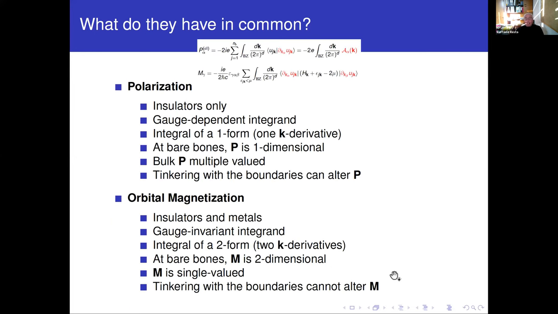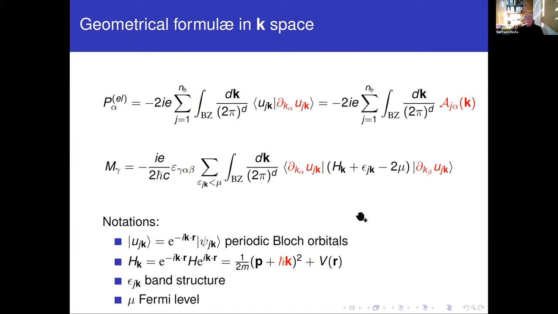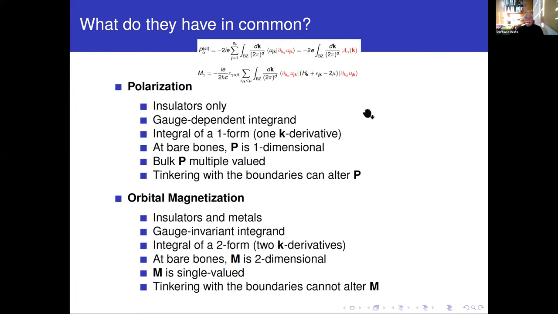Now you may ask, we were happy and say we have found something similar. Well, it's not so similar because of the reasons I say, but really, really similar. And I will show they could not be more different. That is, polarization makes sense in insulators only. Orbital magnetization makes sense in both insulators and metals. The integrand is gauge dependent in the sense I've said before for polarization.